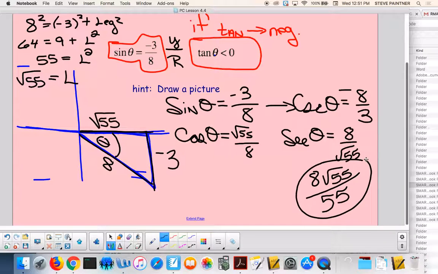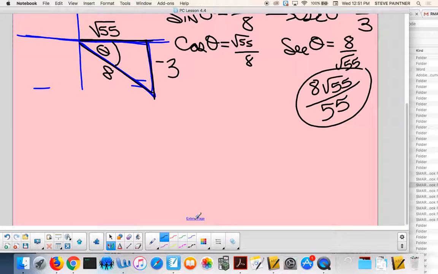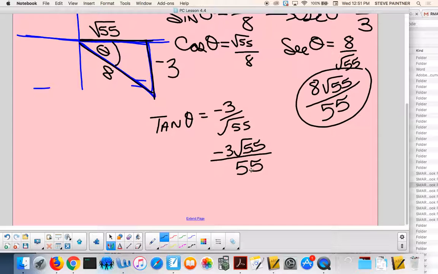Okay, tangent. Tangent is what? Negative 3 over what? Negative 3 over square root of 55. Okay. Which is negative 3 square root of 55 over 55. Can you reduce 3/55? No, you're done. Okay, cotangent of theta equals, do you want me to flip this, or would you rather have me flip that?